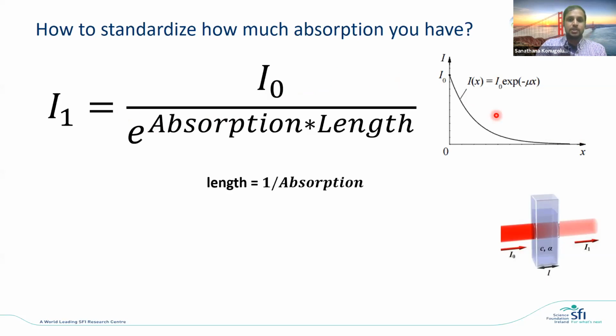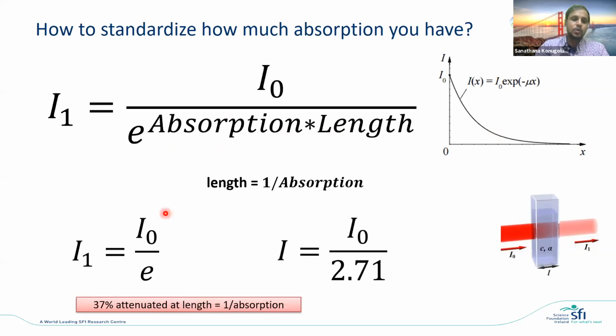This is what you observe, and then you try to define the phenomenon. You try to see when the intensity of the light becomes 1 by e times. That is when the length of travel of the light is equivalent to 1 by absorption, that is, when the absorption is equivalent to 1 divided by the length. You see that the light is lost by 40%.